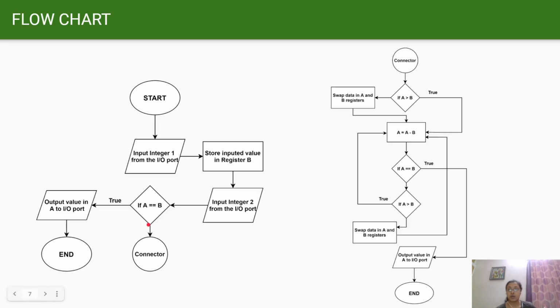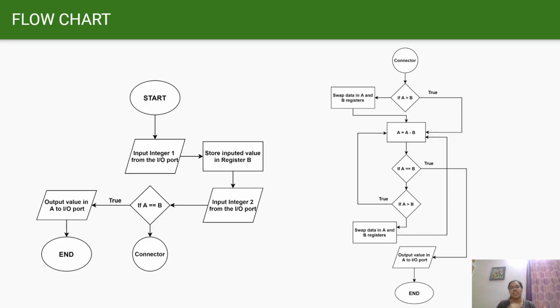But what if they're not equal? If they're not equal, first of all, we'll find out which one is the bigger number, and then store the bigger number in the accumulator. And after that, we subtract the smaller number, which is b in our case, from a, which is the larger number, and compare the new updated values. After comparing the new updated values, again, if both of them are equal, the number itself is the HCF.